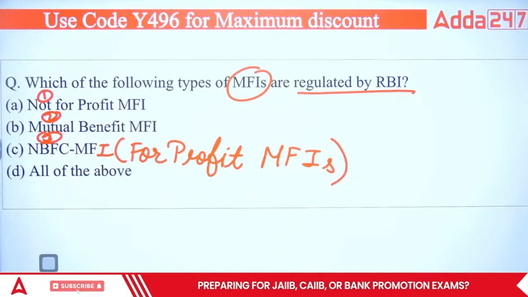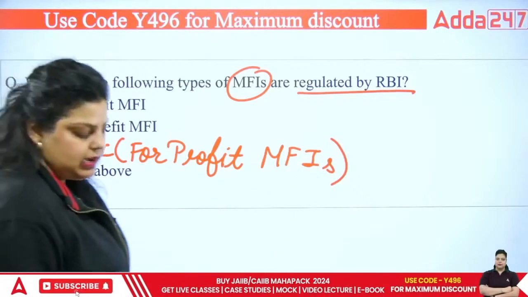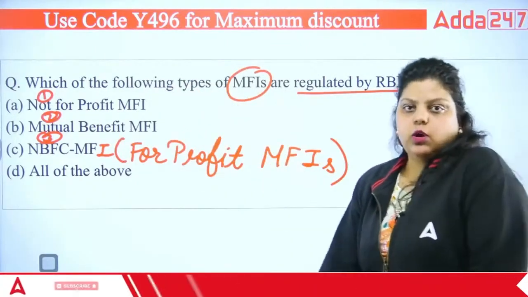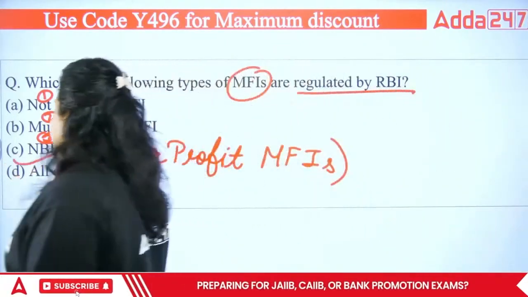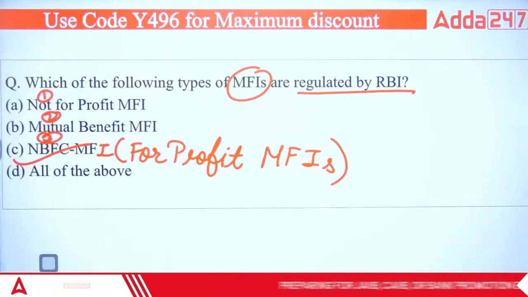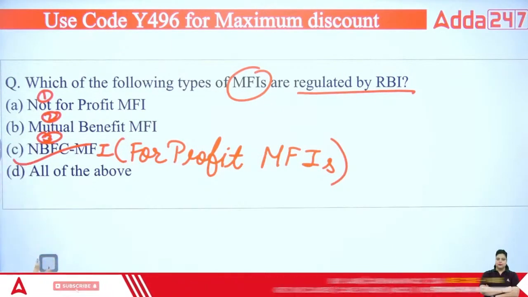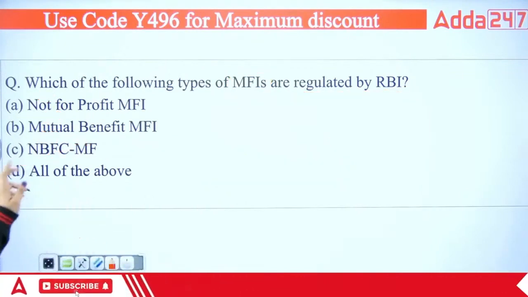Now you have to answer, out of these three, which type of microfinance institution does RBI regulate: first, second, third, or all? And the right answer is NBFC MFIs. This is the type of microfinance institution that RBI regulates. So the right answer will be C.